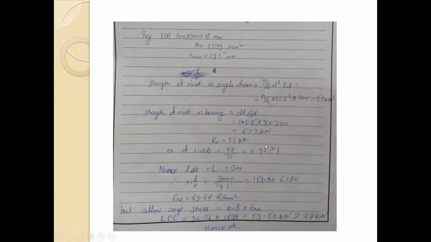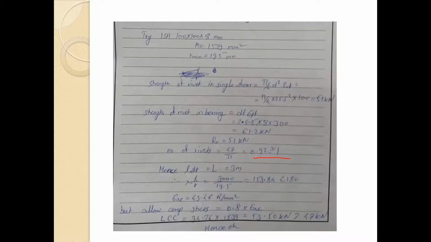1. We are finding this because, even though we have the section, we have to decide the L effective. So that's why we need the end condition. That's why we are calculating the number of rivets. So we require only one rivet over here. Hence L effective equals L when one rivet is required.